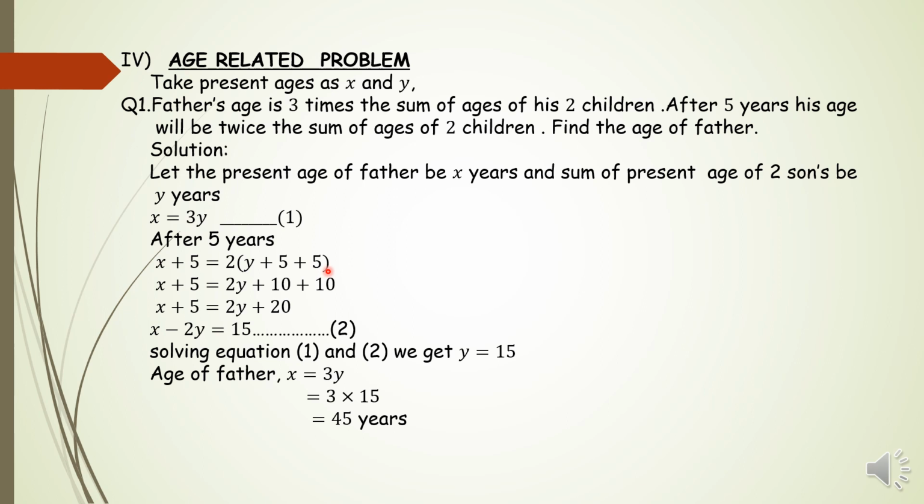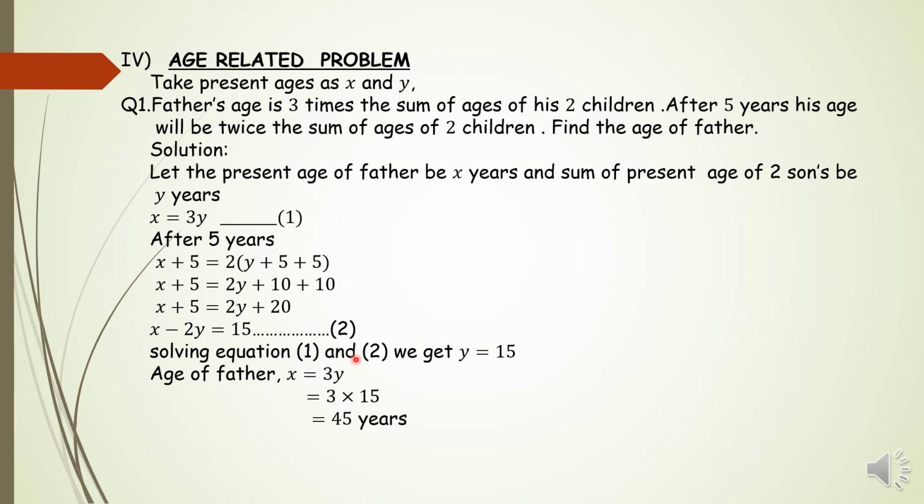Why are we writing two 5s? Because the ages of two children are each increased by 5. So we are writing two 5s. 2 into bracket Y plus 5 plus 5. So X plus 5 is equal to, open the bracket, 2Y plus 2 into 5 is 10 plus 2 into 5 is 10. So X plus 5 is equal to 2Y plus 20. Transposing, we will get X minus 2Y is equal to 20 minus 5 is 15. Equation number 2.